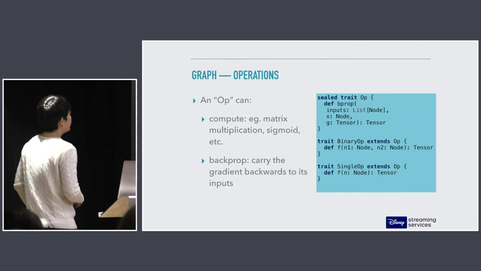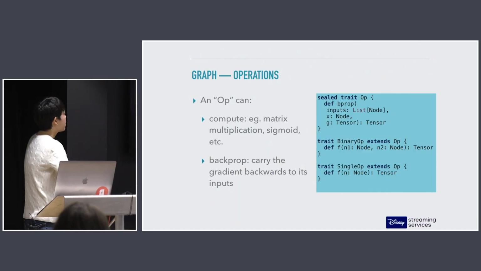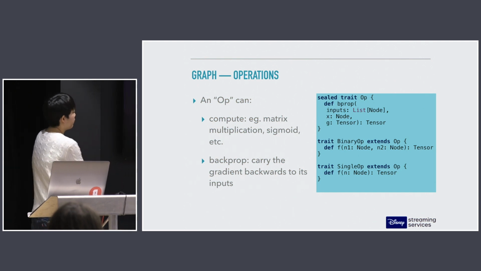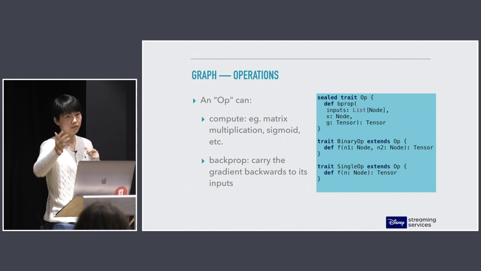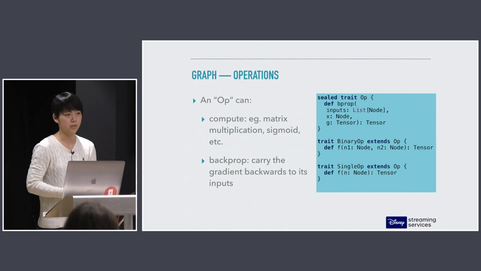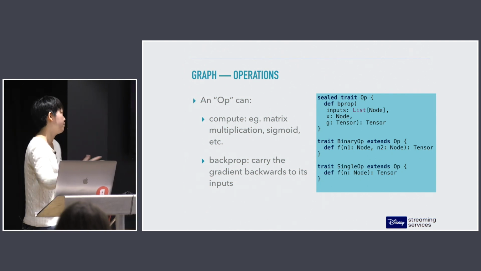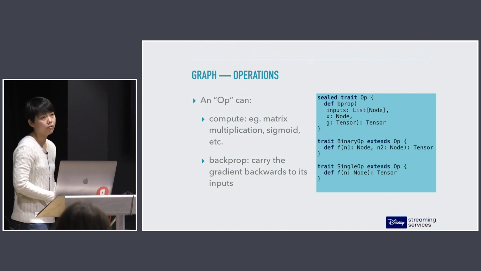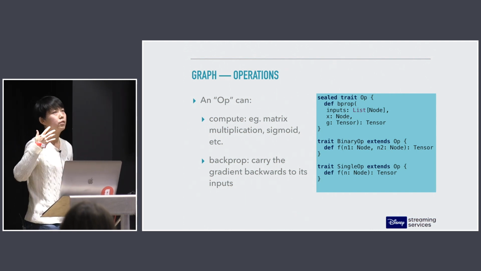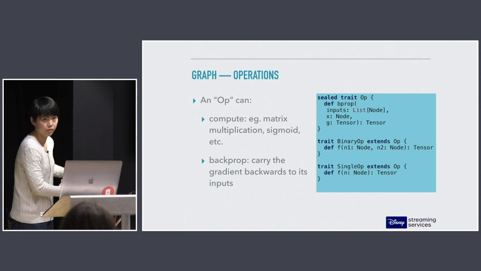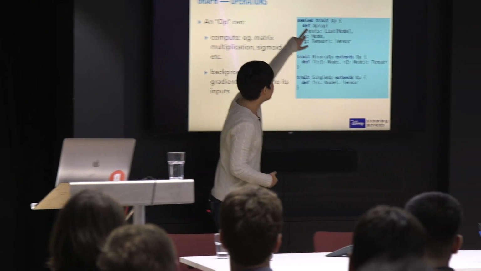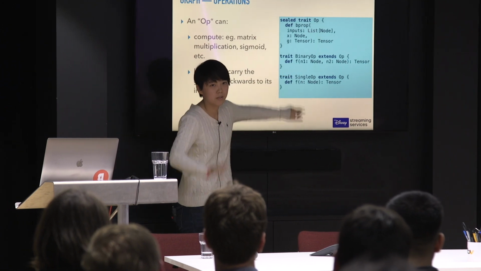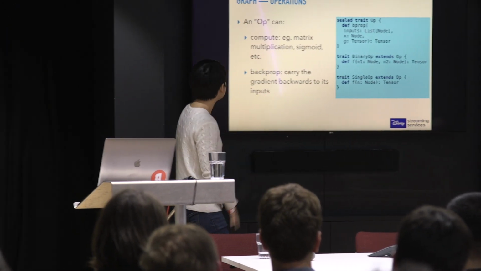Now, for operations, you need to have a forward computation. For example, for plus, you need to know how to add the two numbers together. You also need to have a backward computation. You need to know how to carry the gradient back to your inputs. So you need to have a backprop, and you have F. F is the forward. It's bad naming, but yeah.